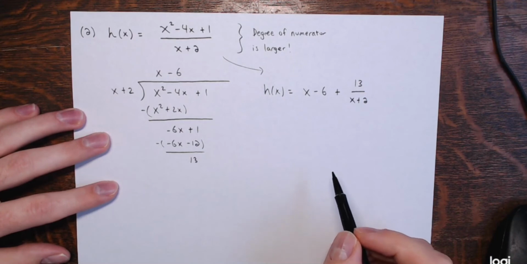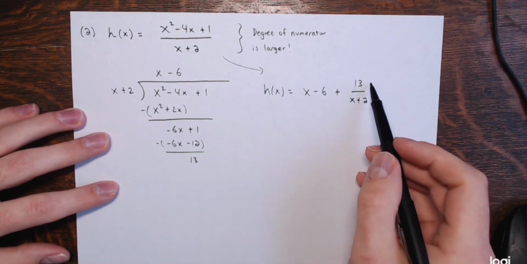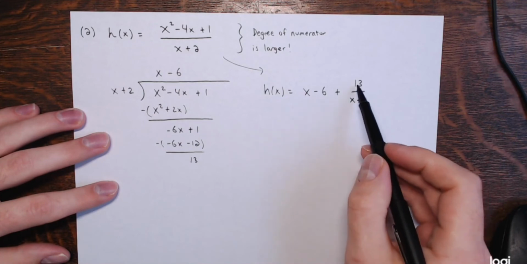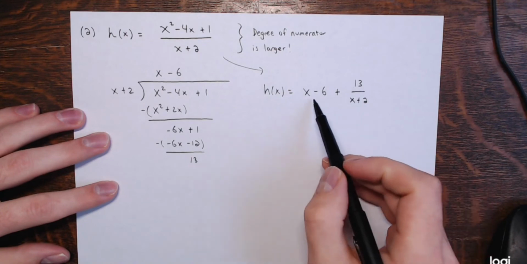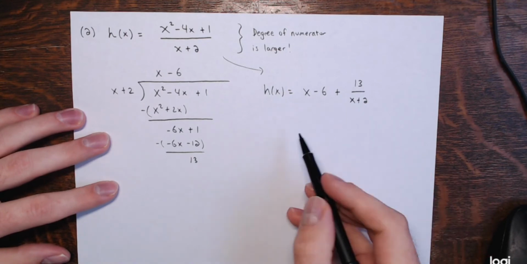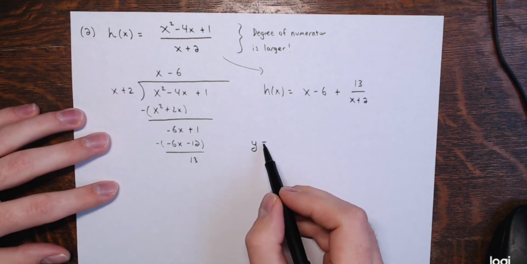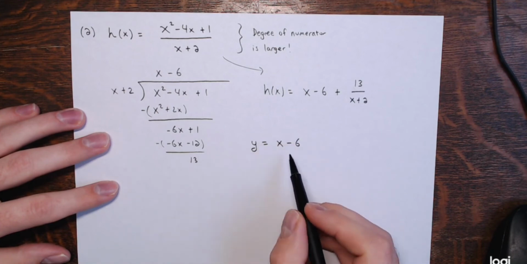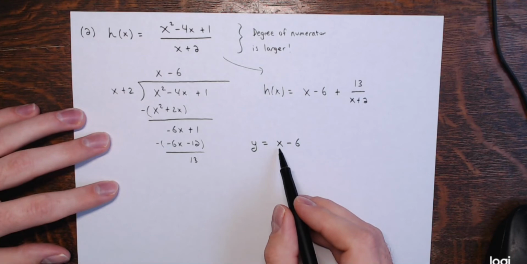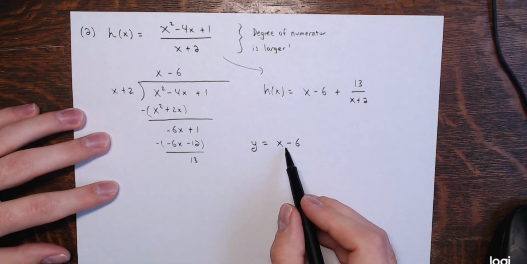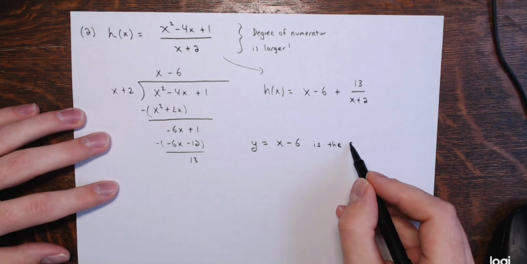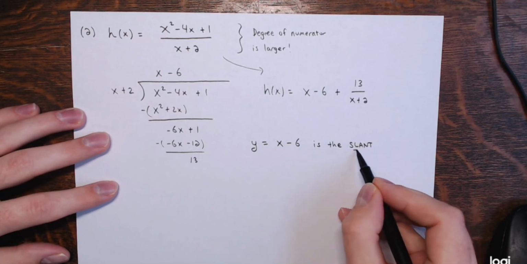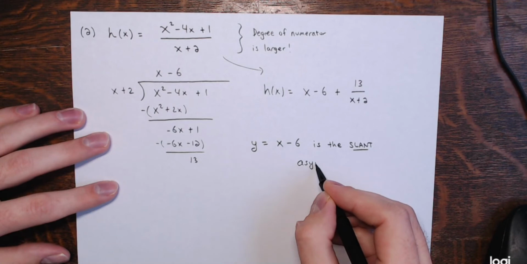Then again, what happens as x goes to infinity or negative infinity, this remainder term here, 13 over x plus 2, would get really tiny. So you'd be really close to just x minus 6. So y equals x minus 6 is the graph that this thing will approach on the ends. And since this is a linear function, y equals x minus 6, they call this a slant asymptote. That's the slant asymptote for this function.